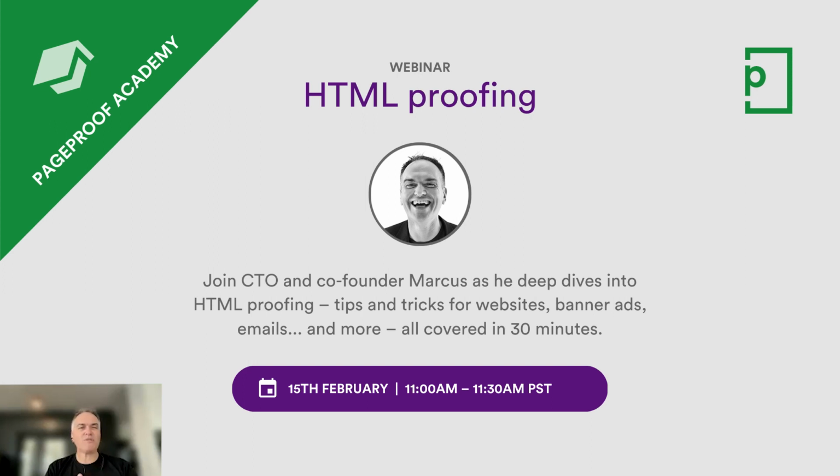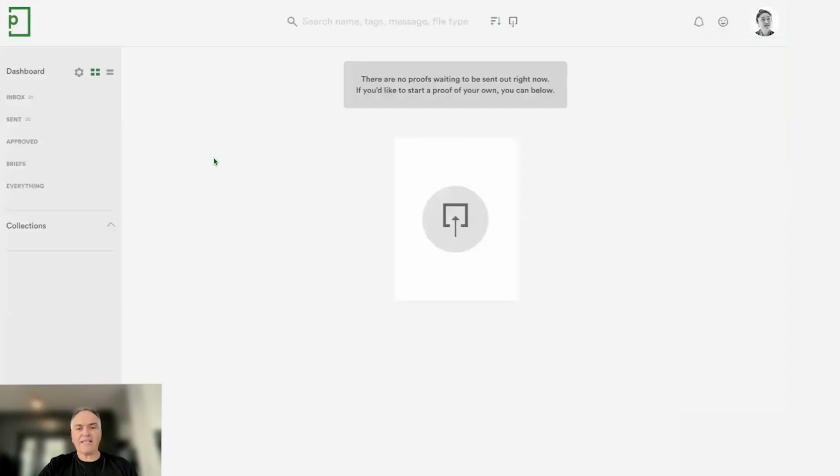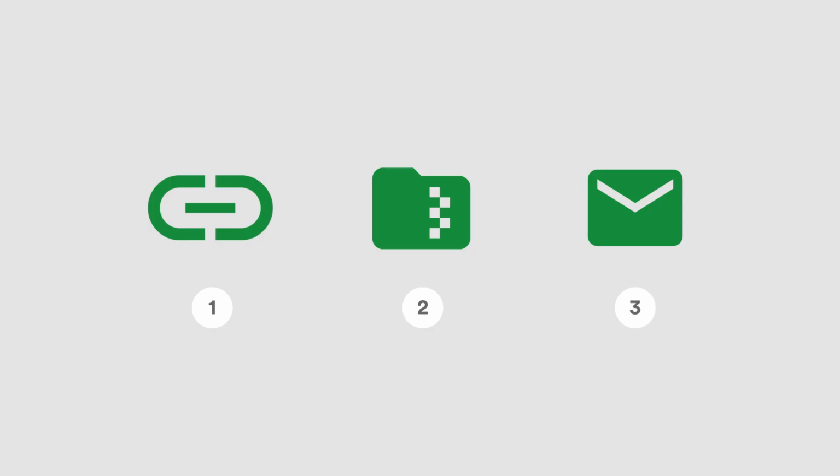And what we'll do is we'll get straight in and take a look at the types of content that you can do. So, as I said at the beginning, PageProof, we have a HTML proofing component built into all the licensing of PageProof. So everybody can use this for their work. And we have 3 types of HTML proofing that we support. Number 1 is a live URL.